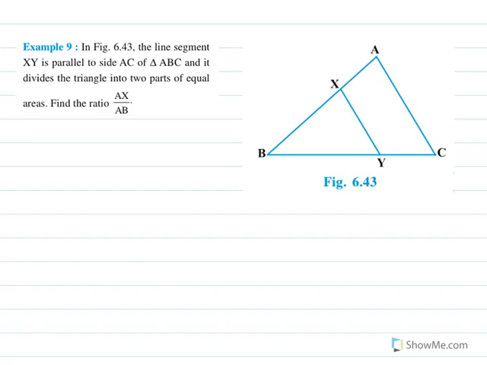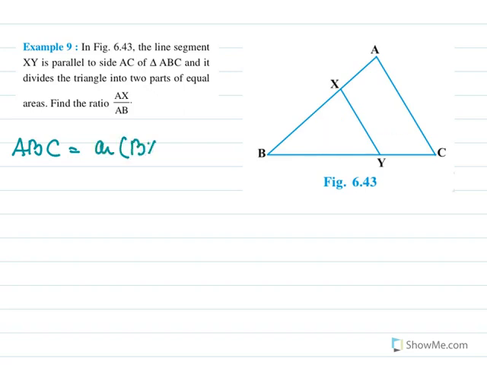In figure 6.43, the line segment XY is parallel to AC of a triangle, and it divides the triangle into two equal areas. Find the ratio of AX over AB. Let's take up the first information. They say XY divides the entire triangle ABC into two equal areas, which means we know ABC is made up of two parts, part 1 and part 2, and both of them are equal.